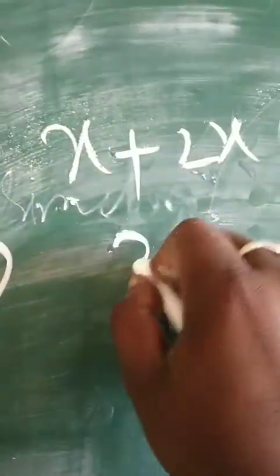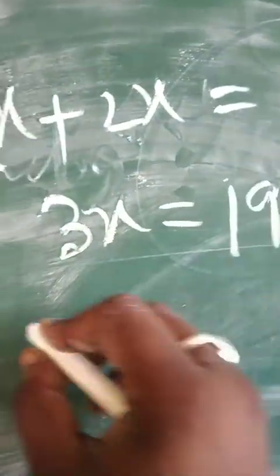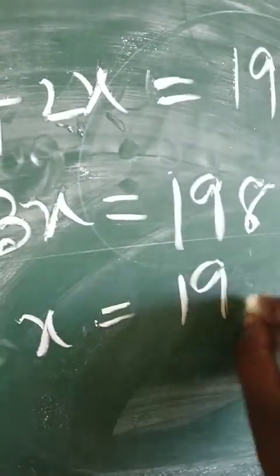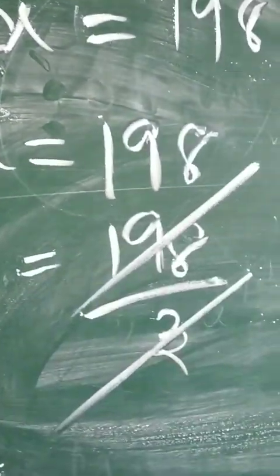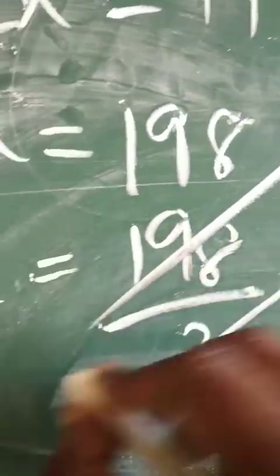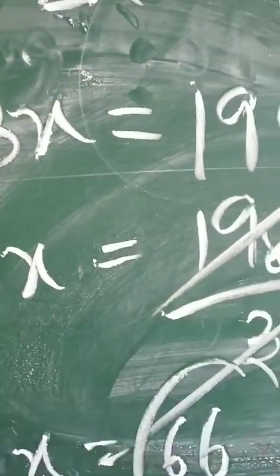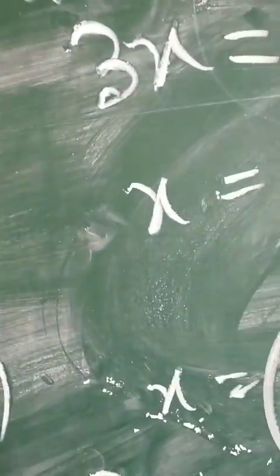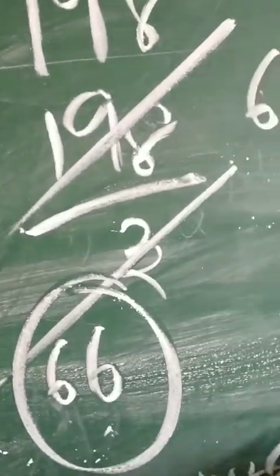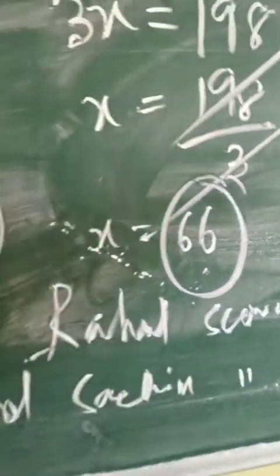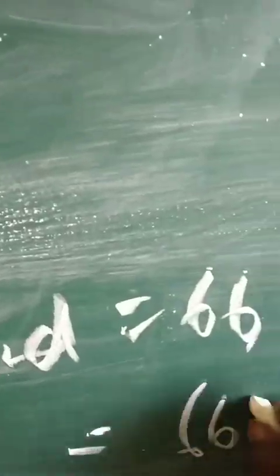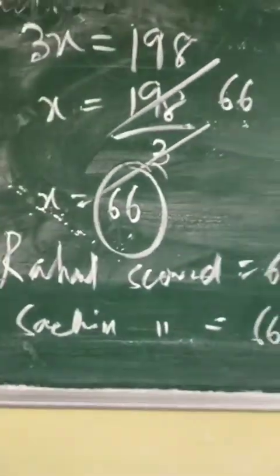So x plus 2x is 3x, equal to 198. x is equal to 198 by 3. It will be cancelled. The value of x is coming 66. So 66 belongs to Rahul. So Rahul scored 66, and Sachin scored twice of Rahul, which means 66 into 2, that is 132. This is the score secured by Sachin.